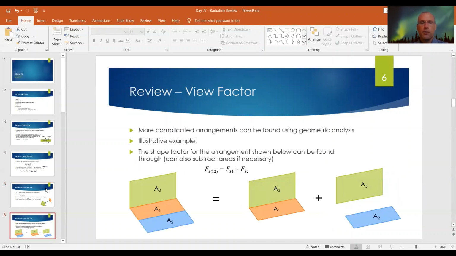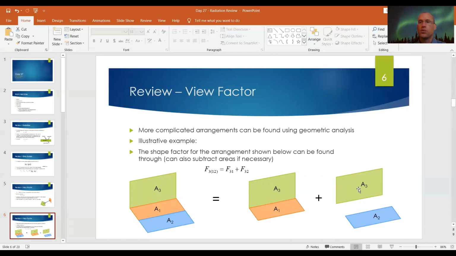So those give some simple geometries. Sometimes you have some harder geometries. So things like this: two adjacent walls with a 90-degree angle between them. This orientation is given in the table, so I can find F13 from the table. But what if I want something that looks like this? I have a gap between these two objects, so this orientation is not given in the table.